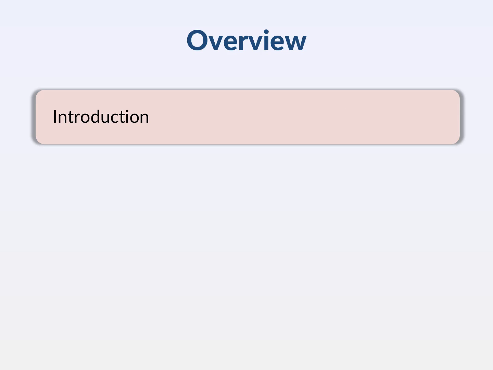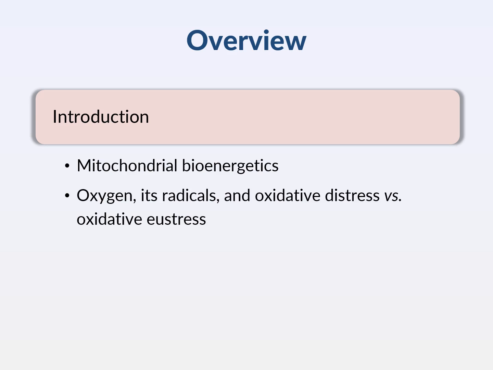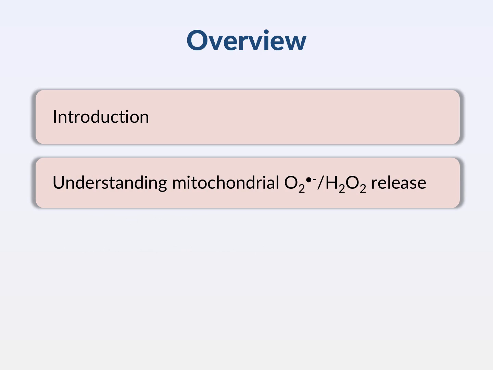I will start this lecture with an introduction that focuses on giving a background on how mitochondria combust carbon to make energy and reactive oxygen species. This will be followed by a brief discussion on oxygen and its radicals and the difference between oxidative eustress and oxidative distress, and how these two terms properly define the dichotomous nature of reactive oxygen species in biology. This will then be followed by a few slides on the signaling properties of reactive oxygen species, focusing specifically on hydrogen peroxide. I'll then start moving through the core of this lecture, which is understanding mitochondrial ROS release.